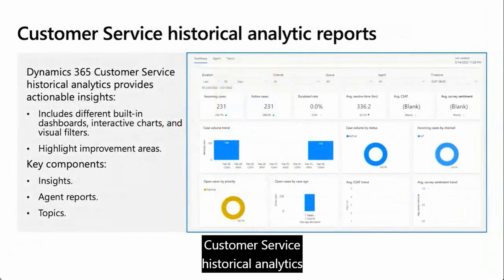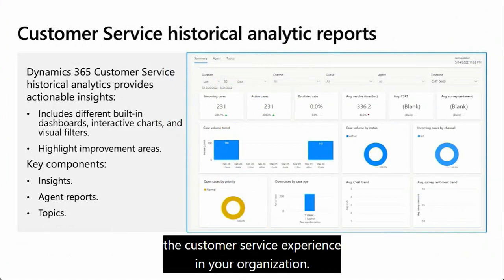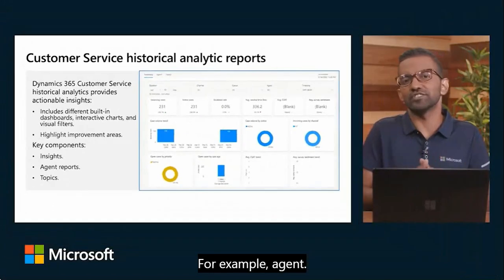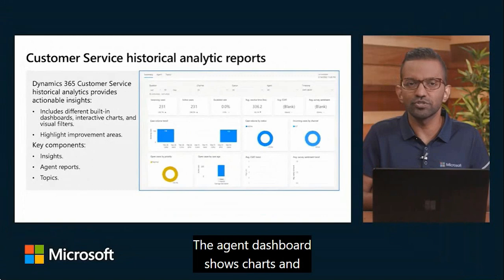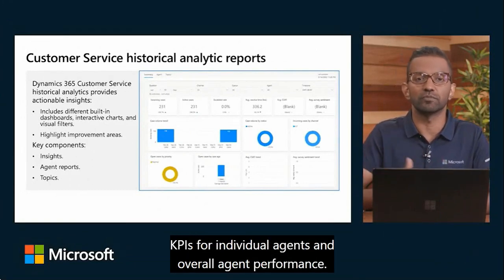Customer service historical analytics reports provide you with actionable insights on the customer service experience in your organization. It uses AI to show you topics that are generating the highest volume or are emerging topics. For example, the agent dashboard shows charts and KPIs for individual agents and overall agent performance.